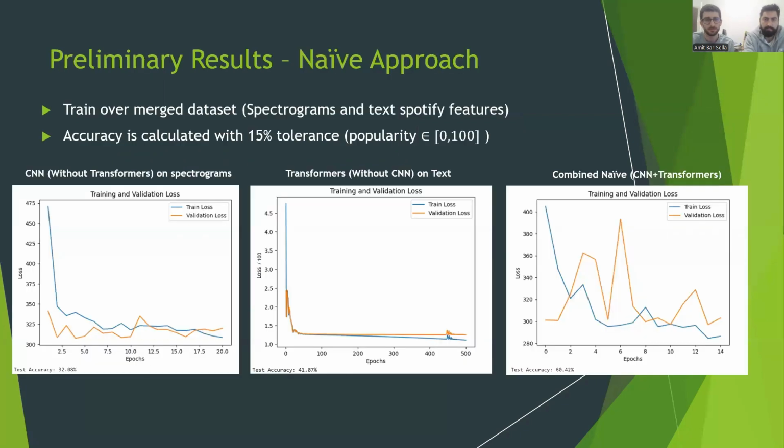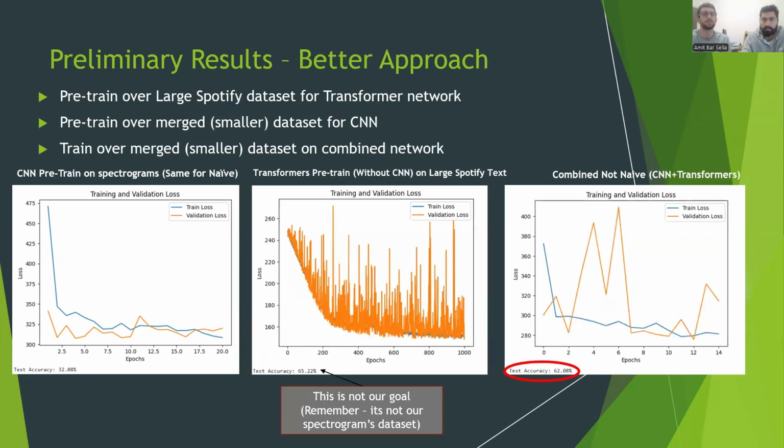There are some results we can see. The CNN alone got around 32% accuracy. The transformer has 42% test accuracy, and the combined model is roughly 60% accuracy, which is still not good, but it's an improvement from combining them.